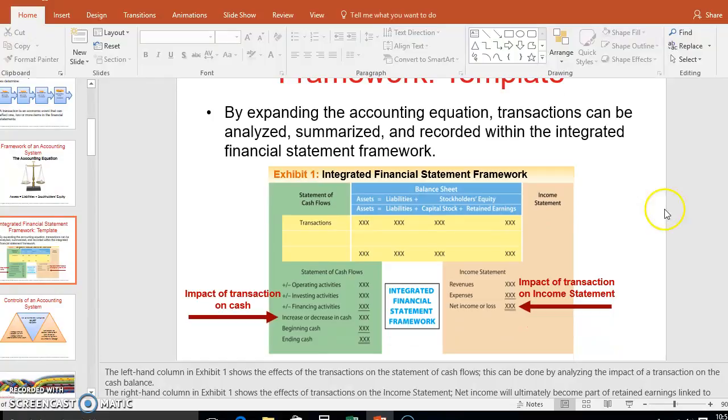And then our transactions. All of our transactions are going to affect at least one or two of our financial statements: balance sheet, income statement, statement of cash flows, and then there's a statement of retained earnings.